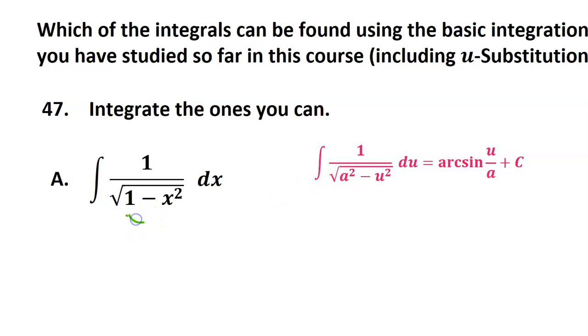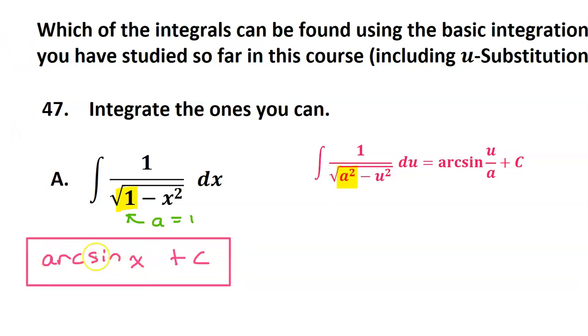Just recognize that the A value is going to be 1. The A value will always be the square root of the number that you see where the A squared is. So A is 1, and I can actually just go straight into the rule. So we will integrate by writing arc sine U over A. Well, in this case, that's just going to be X. All right, X over A, and A is 1, and plus C. So that's it. This is the answer.